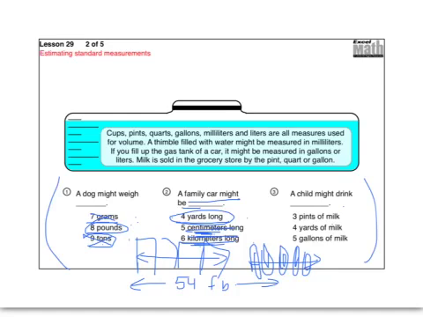A child might drink 3 pints of milk, 4 yards of milk, or 5 gallons of milk. Let's work backwards on this. 5 gallons of milk, that's 5 of those big jugs. Child's not going to drink that, not in one sitting at least. 4 yards of milk, there's no such thing as a yard of milk. That's distance. We're not measuring distance, we're measuring volume here, so that one can't work. 3 pints of milk, a pint of milk is equal to 2 cups. That would still be a lot of milk, but that one's the only one that makes any sense.